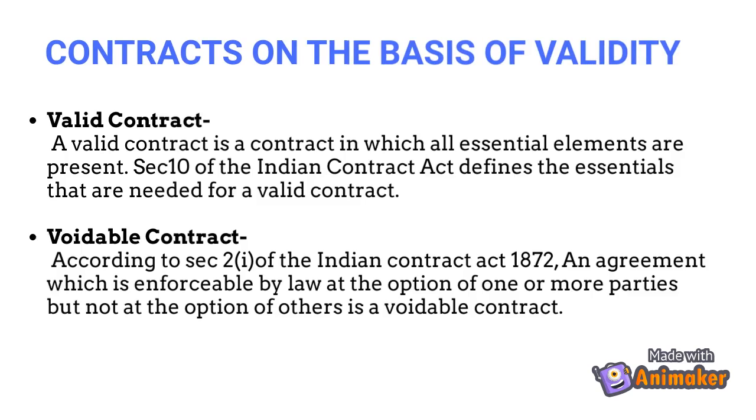Contracts on the basis of validity. First, valid contract. A valid contract is a contract in which all essential elements are present. Section 10 of the Indian Contract Act defines the essentials that are needed for a valid contract. Second, voidable contract. According to Section 2I of the Indian Contract Act, 1872, an agreement which is enforceable by law at the option of one or more parties but not at the option of others is a voidable contract.